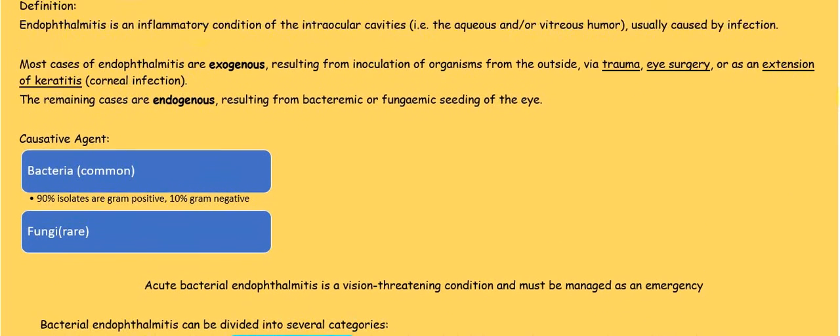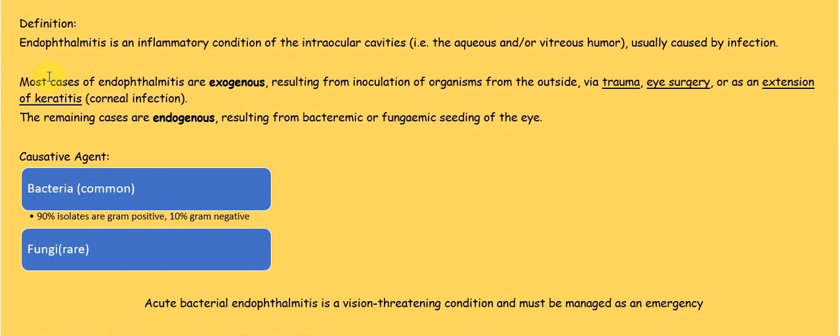I've also mentioned over here the majority of cases of endophthalmitis have an exogenous mode of transmission, in which the inoculation of the organism is from the outside, hence the term exogenous, meaning from outside. What modes can there be? Trauma, obviously it will be perforating trauma. Eye surgery, most commonly cataract surgery.